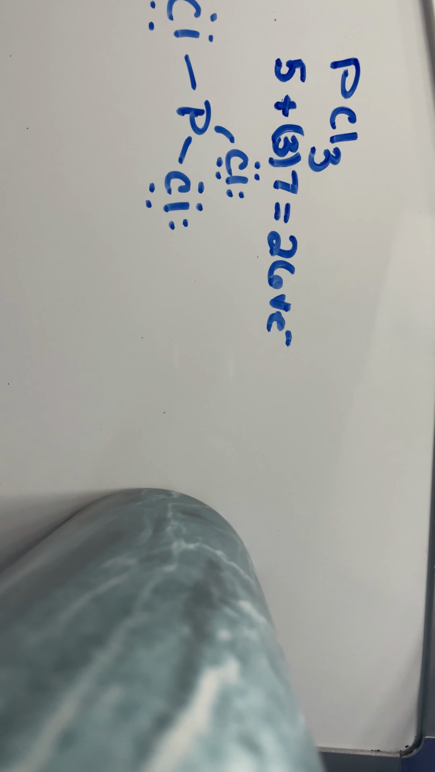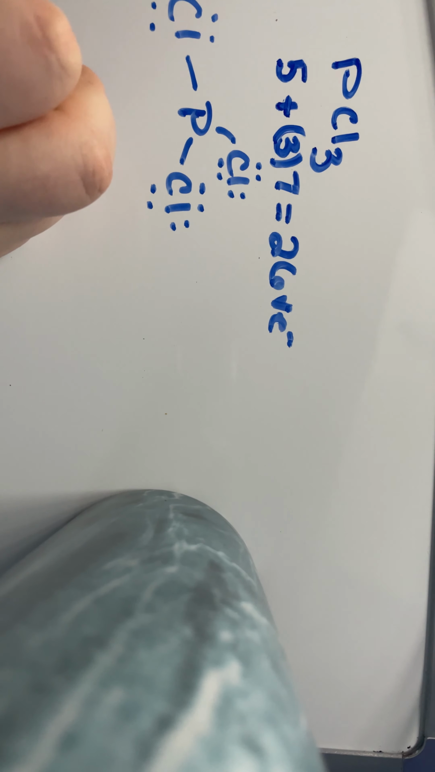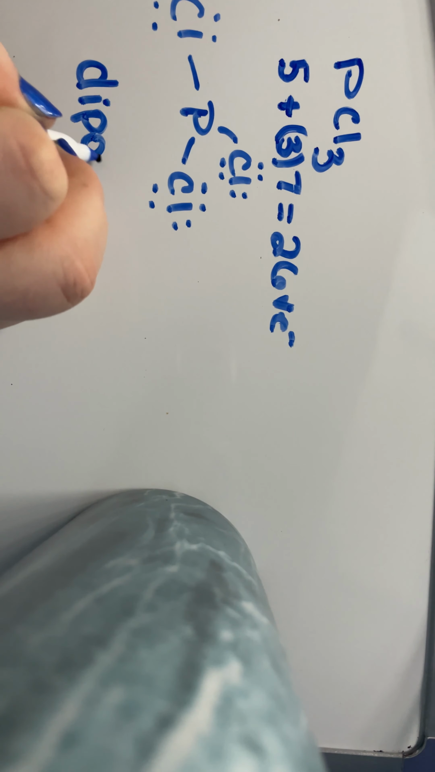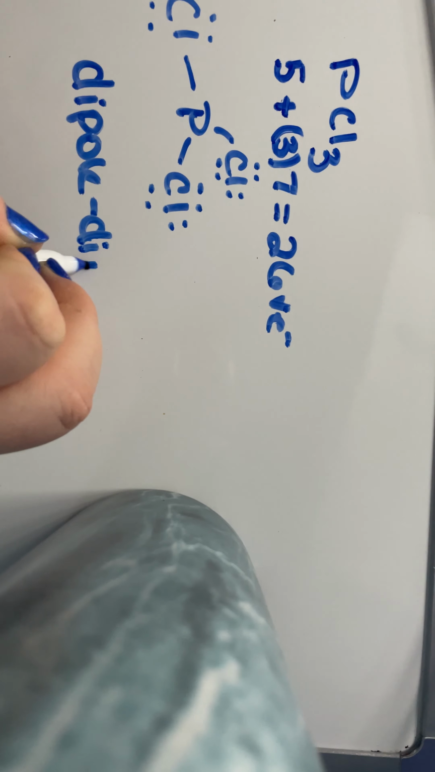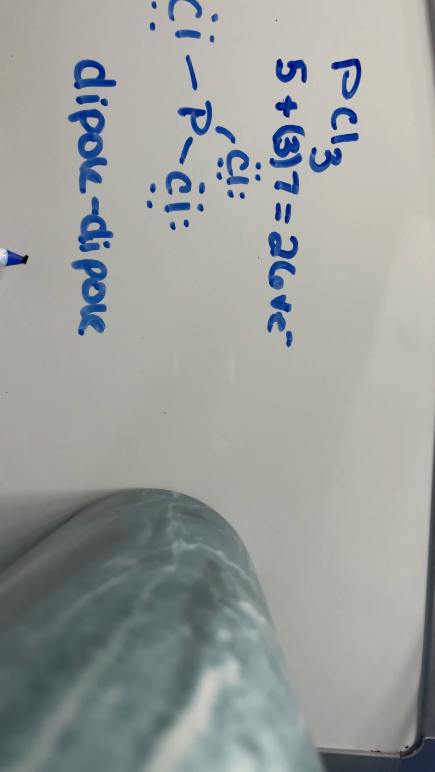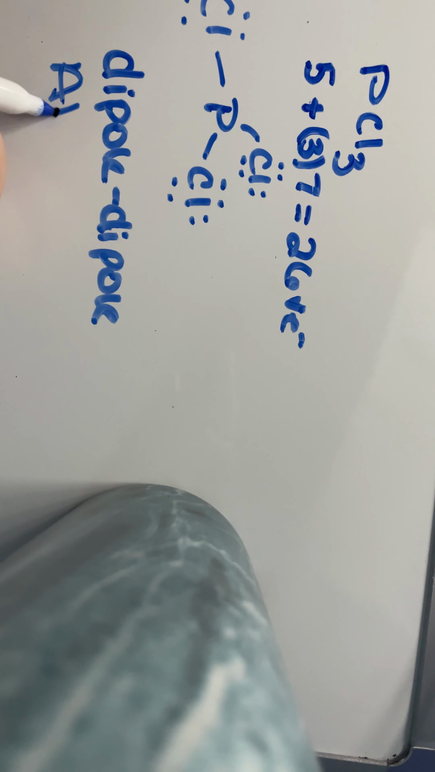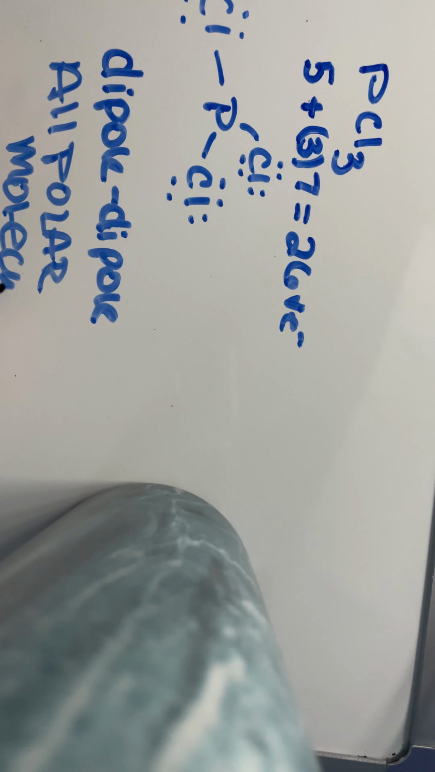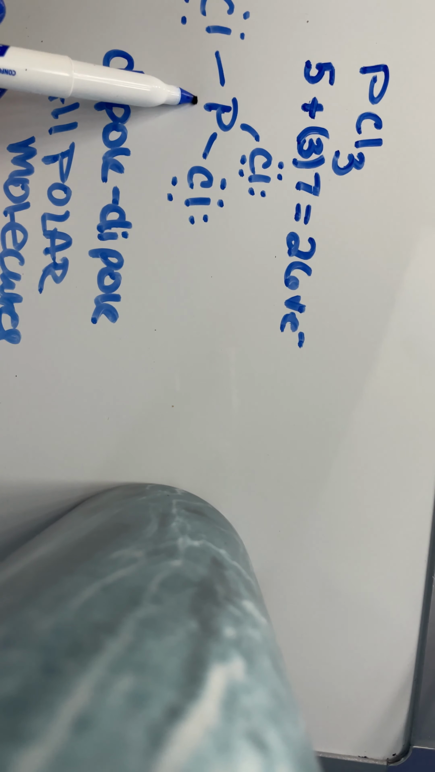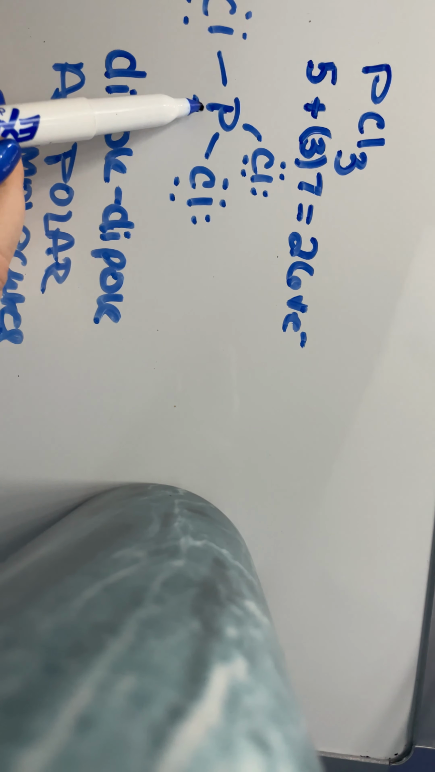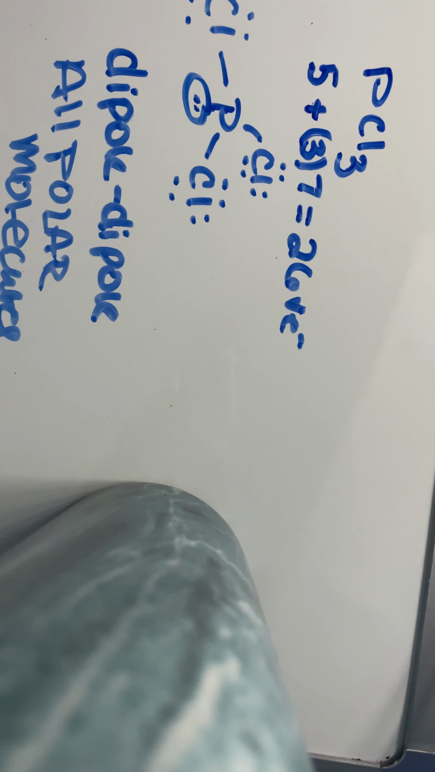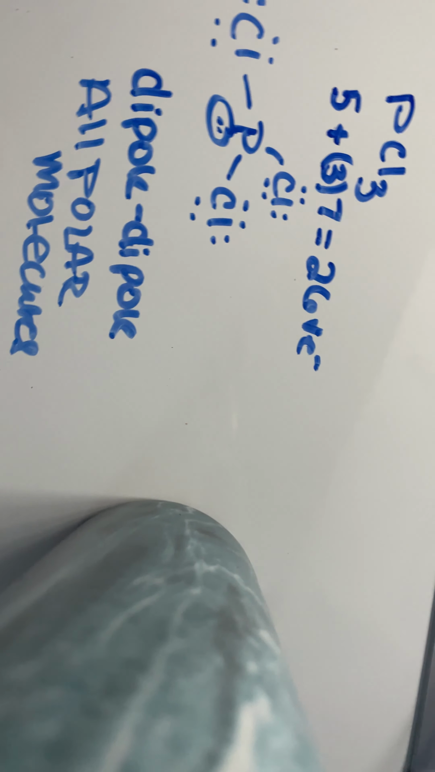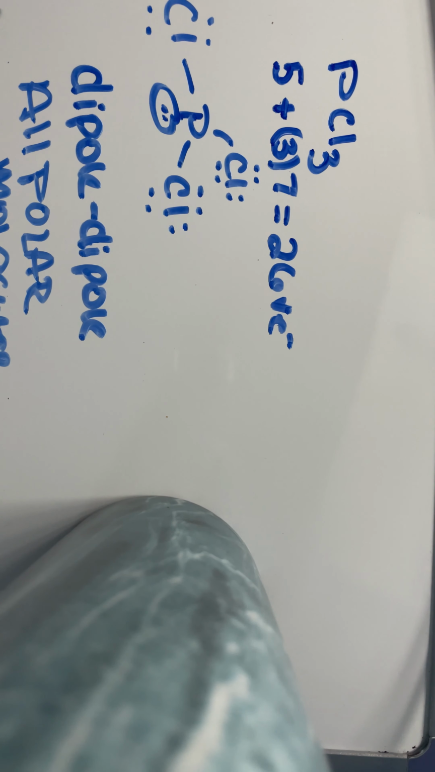Now the last and final one that we have is dipole-dipole. And this is present in all polar molecules. Phosphorus trichloride is a polar molecule, therefore making it have dipole-dipole interactions.